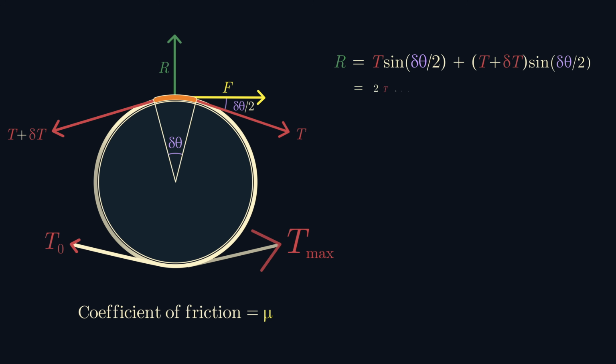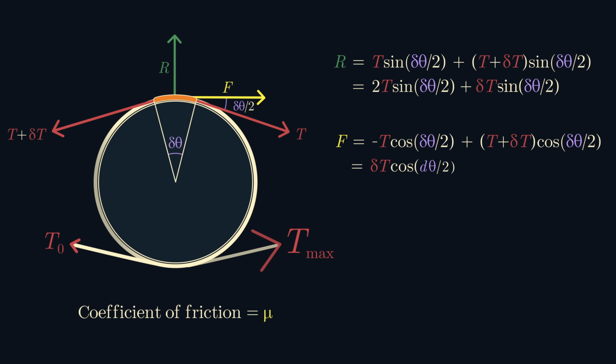Vertically, we get the following expression, and horizontally we get this expression. The maximum frictional force occurs when F equals mu R. Also, since delta theta is a small angle, we can use the small angle approximations for sine and cosine. Note that the delta T delta theta term is effectively zero. That is, multiplying two infinitesimal quantities together gives something so small we can effectively treat it as zero.